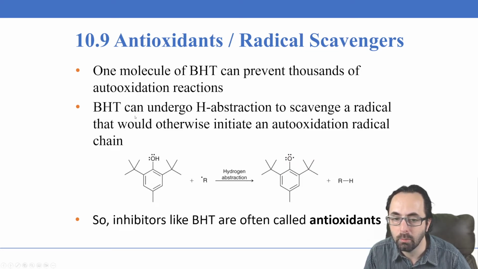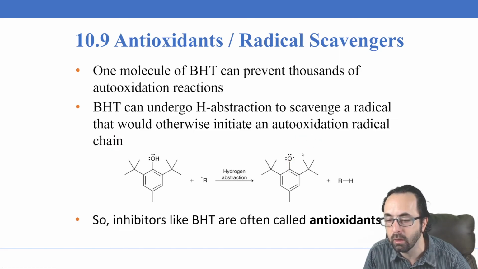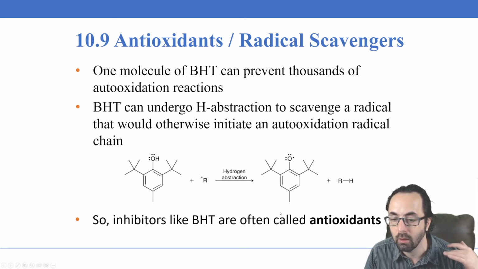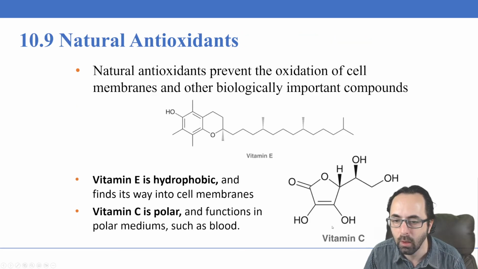So BHT can undergo hydrogen abstraction to scavenge a radical that would otherwise indicate an autooxidation. If there's another radical around, it can grab the hydrogen and turn that into a non-radical molecule, which won't go out and react with your body's molecules and mess them up. These are called antioxidants. There are lots of natural antioxidants as well. Vitamin E is one of them.